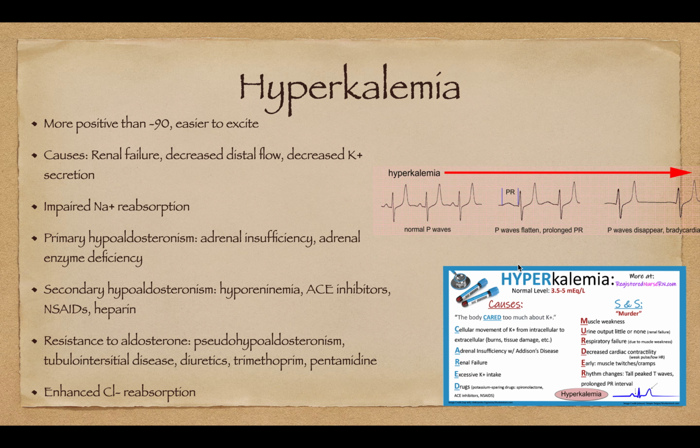decrease the secretion. Hyperkalemia is shown in the ECGs. Here are the normal P waves, but in hyperkalemia, the P waves will get smaller, so these little bumps right here will get smaller, and the PR interval is going to get longer with time. So here it's getting longer, here it's very, very long, and you don't even see a P wave at all.